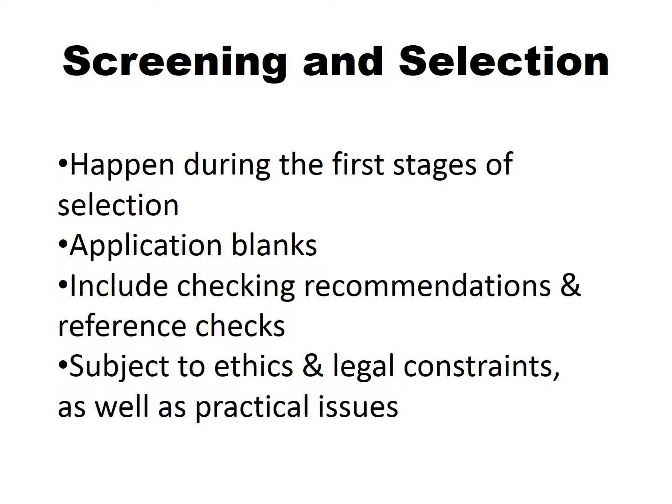Screening and selection happens during the very first stages of selection. This is the screening process, and generally the information being used for screening is coming from application blanks and reference checks. So the two biggest areas of data that we're gathering screening information from is the actual applications themselves, and those applications can include demographic information. They can be forced option choice forms that people fill out when they apply for the job. They can also include biographical information, including those that are collected through surveys and also sometimes through the resume itself.